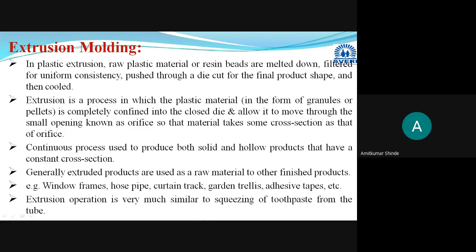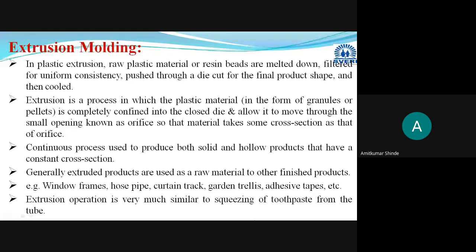And then we will move towards one more important point I will highlight here. Here we can manufacture solid as well as hollow products, having different cross sections. It may be rectangular cross section, square cross section, or circular cross section. Different cross section components can be obtained in the solid form or in the hollow form also.